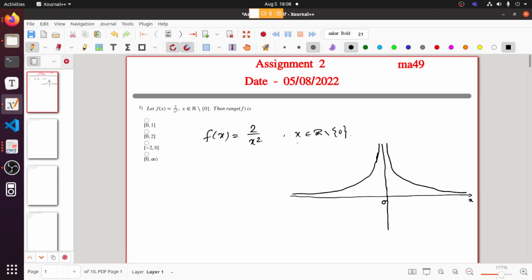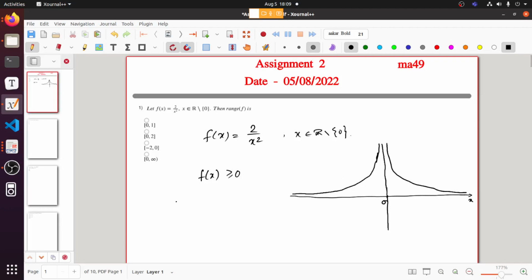So what is the range? Range means the image of f for x in this region, without this 0. Can the function take the value 0? It cannot, right? Because as x tends to infinity, it goes to 0 asymptotically, not exactly 0. And it is always positive because it is x square. So f of x is greater than 0, and f(x) is never 0.